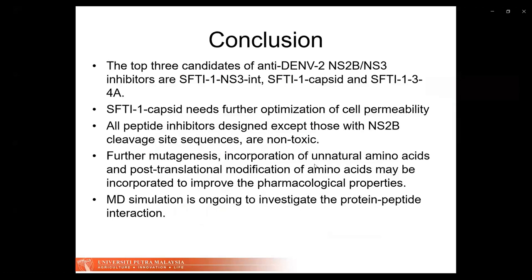In conclusion, results from molecular docking show that SFTI1, SFTI1 capsids, and SFTI1-34A are the top three candidates that may be further optimized in the future for better pharmacological properties in terms of cell permeability, specificities, and affinities. This may be achieved by mutagenesis, incorporation of unnatural amino acids, and post-translational modifications of amino acids.